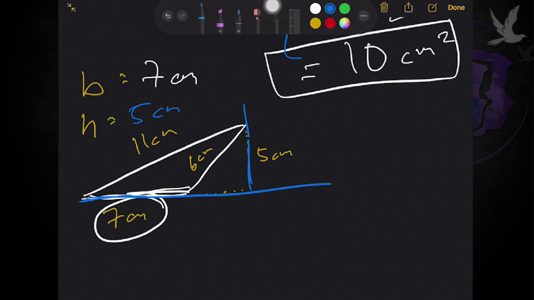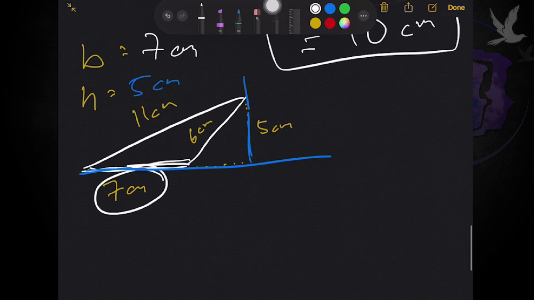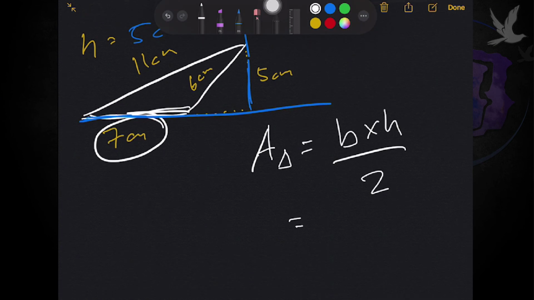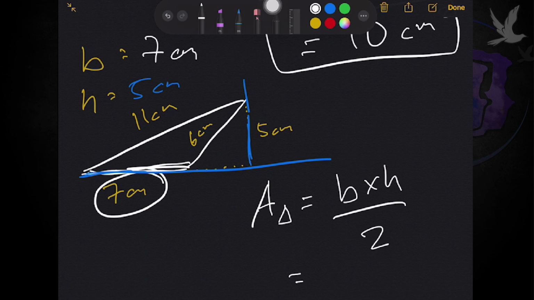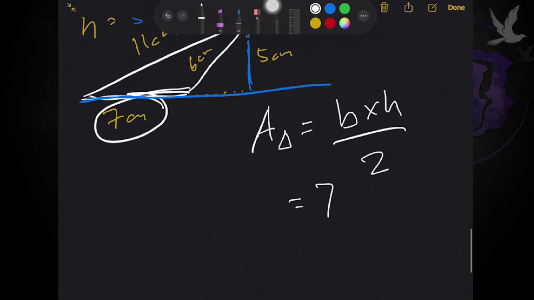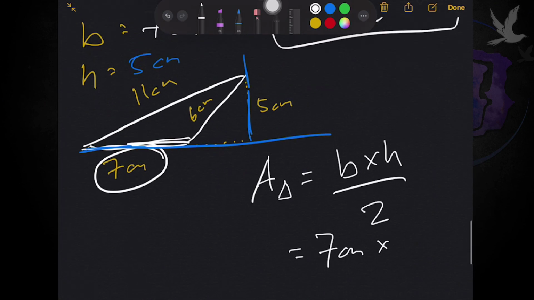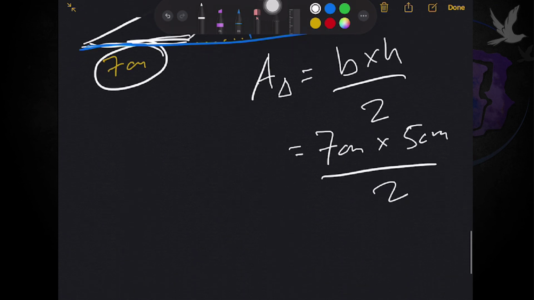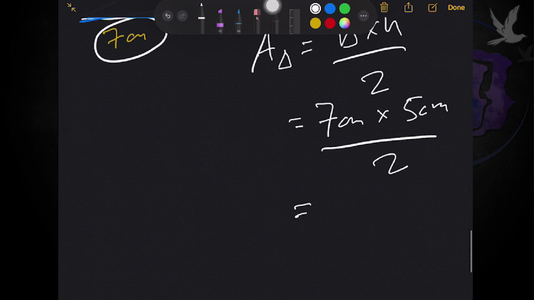We now have the data. So all you have to do to solve is to make use of the formula. Area of the triangle is equivalent to base times height over 2. Our base is equivalent to, it's already up there, 7 centimeters, multiplied by our height, which is 5 centimeters, divided by 2. 7 times 5 is equivalent to 35, and centimeter times centimeter will give us centimeter squared. Rewriting the formula over 2.